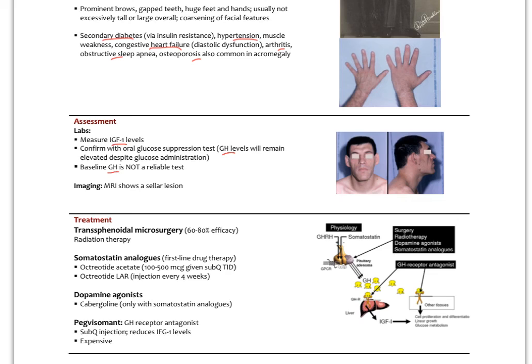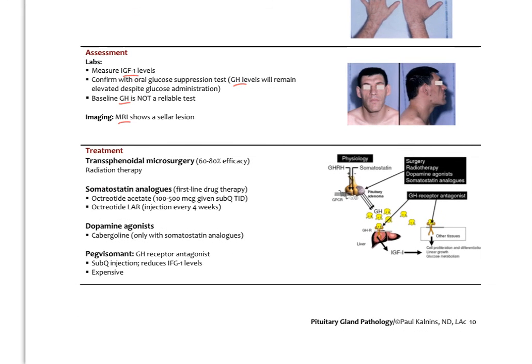Again, growth hormone is not a reliable test, so we shouldn't get that as a baseline test. And then the MRI might show a pituitary tumor. So again, treatment approach is going to be similar. The medication here is going to be primarily the somatostatin analog, and that would be octreotide, and that's given usually by injection. So this is the case when I would refer to endocrinology to manage this.